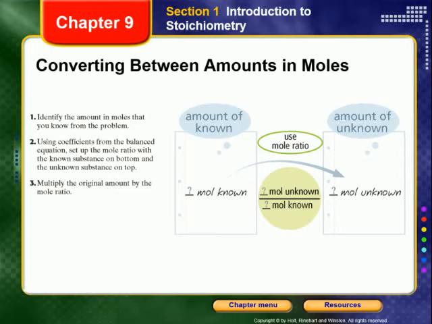All right, converting between amounts of moles. First, number 1, identify the amount in moles that you know from the problem. So read the problem. What does it give you? Number 2, using the coefficients of the balanced equation. Remember, we have to be able to balance those equations. Set up the mole ratio with the known substance on bottom and the unknown substance on top. Now realize you want your known substance on the bottom so that unit will cancel out and the unknown unit will be left because it is on top. And lastly, multiply the original amount by that mole ratio.